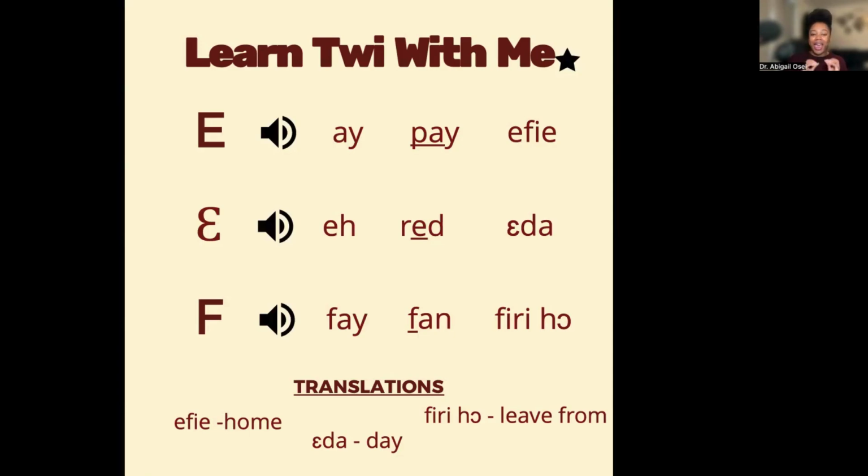So afie, home. Then the letter that looks like the backwards number three is the first letter we have in Twi that does not exist in English. Ɛ, like red, or enter. Ɛda, day.